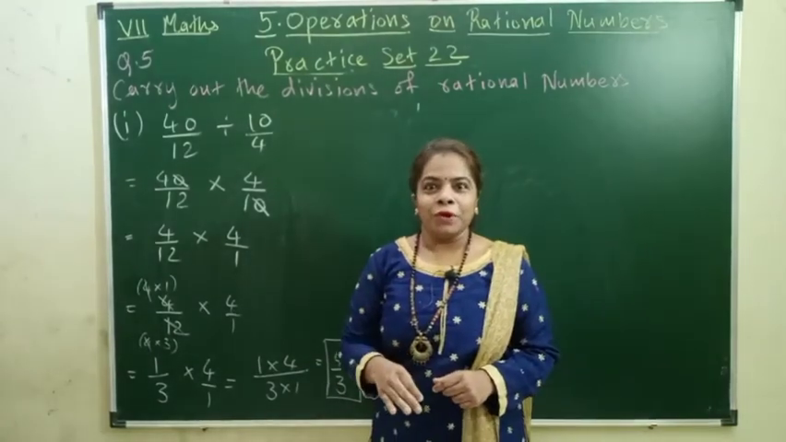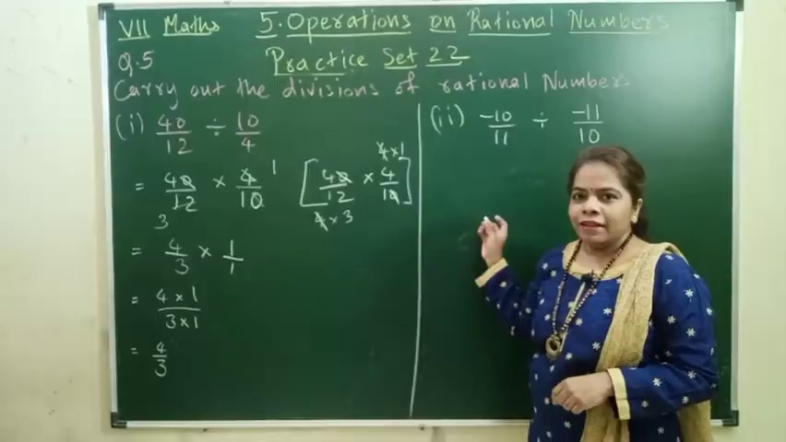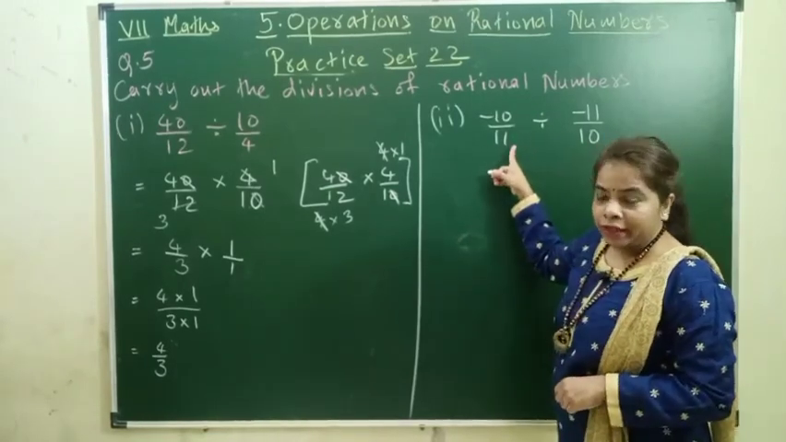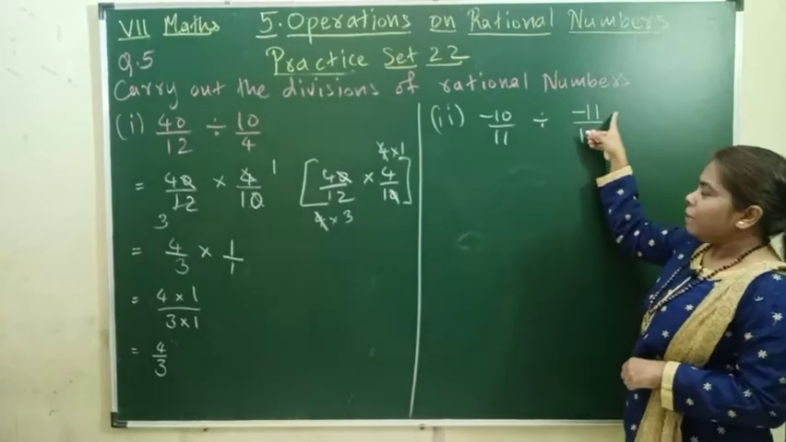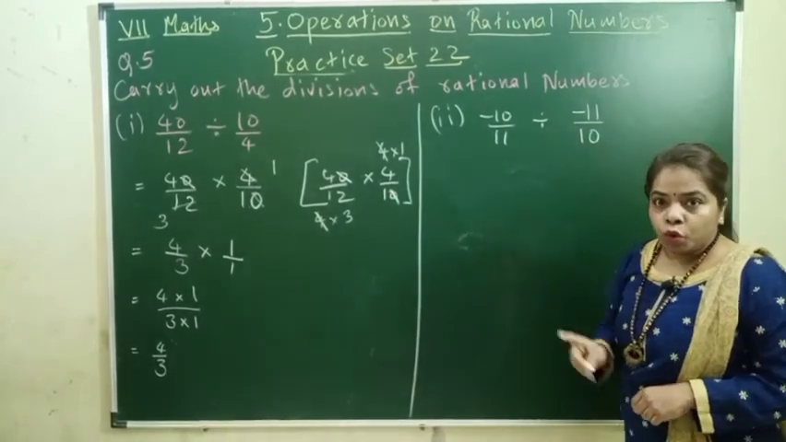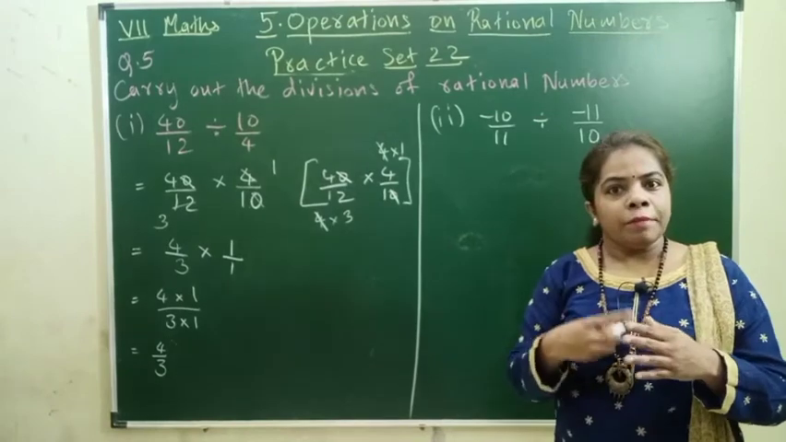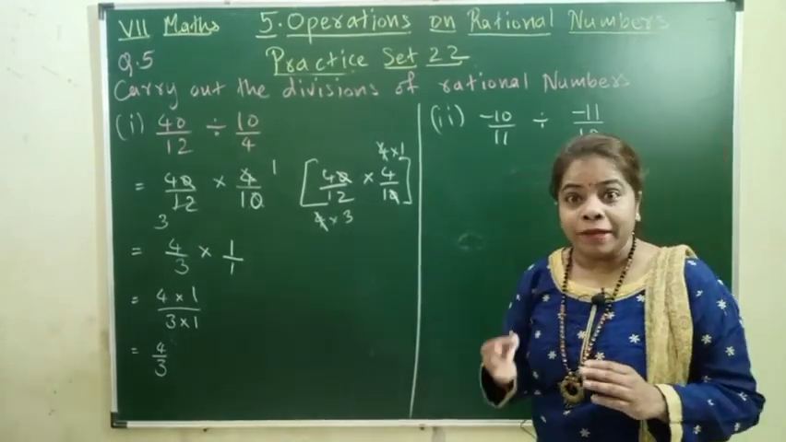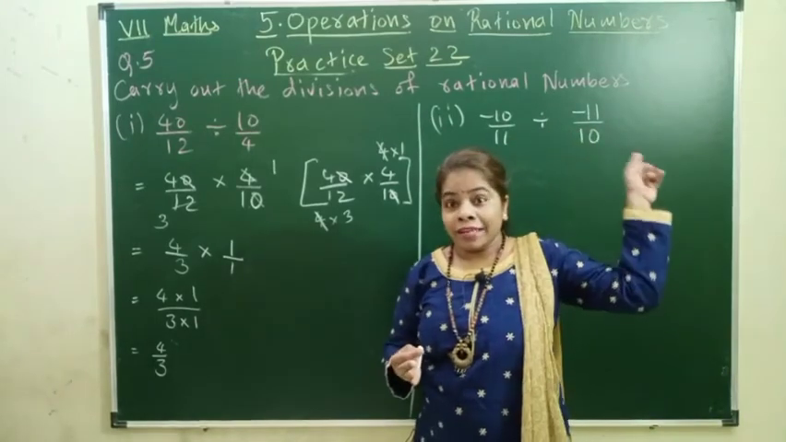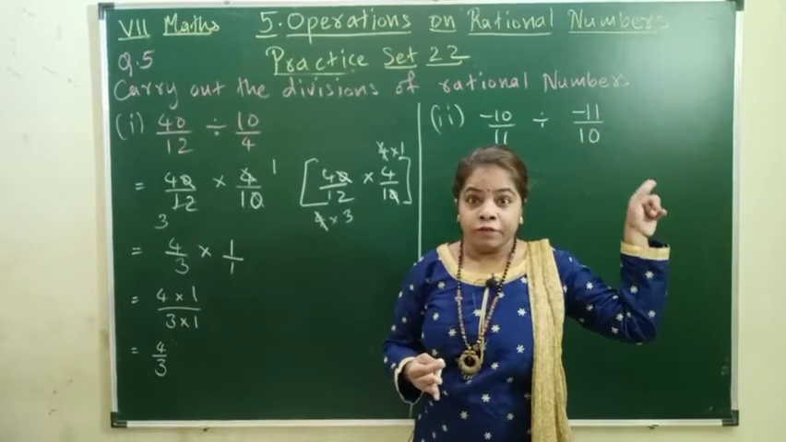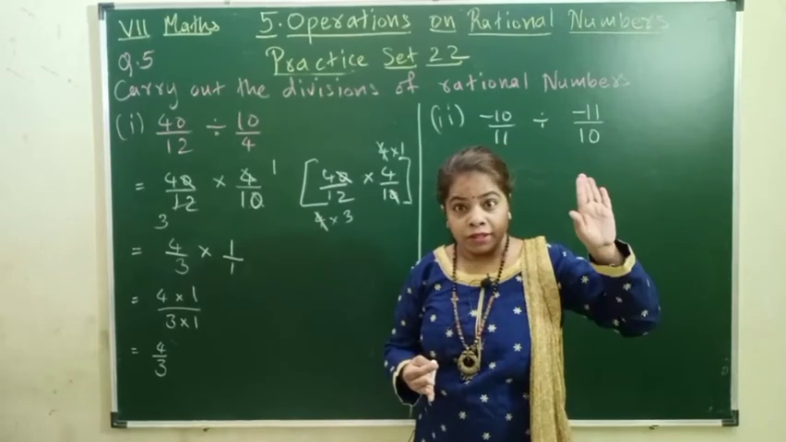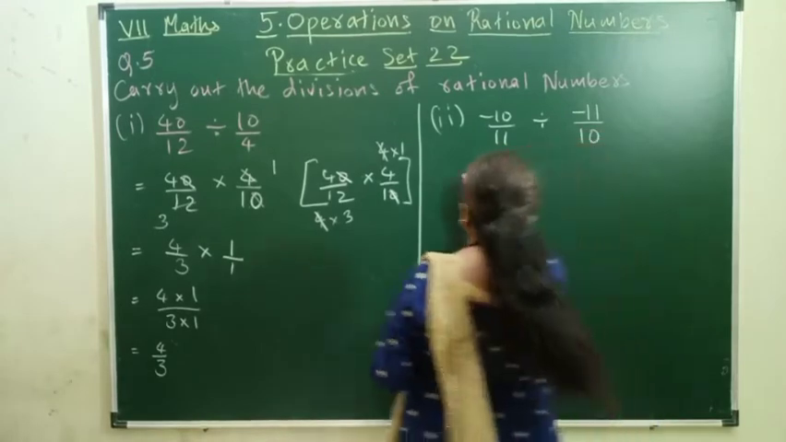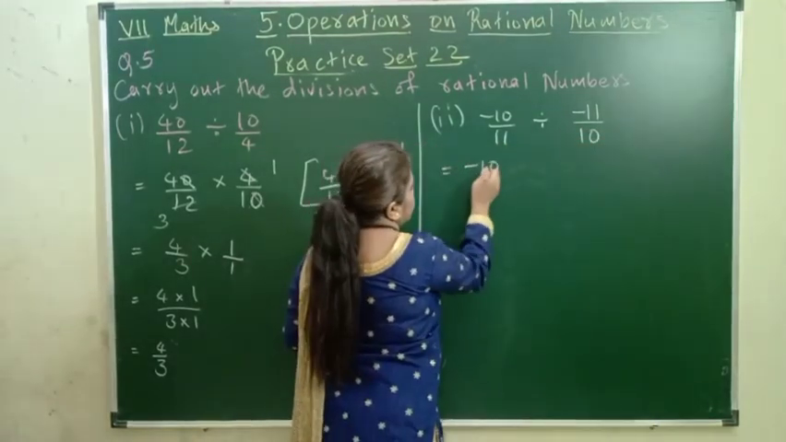Now let us move on to the second sum. Let us see the second sum now. Minus 10 upon 11 divided by minus 11 upon 10. So we are going to do the sum in our usual way. We will change the division sign into multiplication sign, and the fraction which is coming after division, that we will reverse, and we will take a multiplicative inverse.